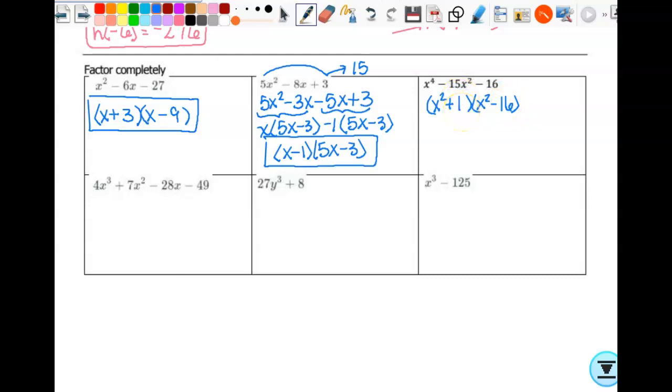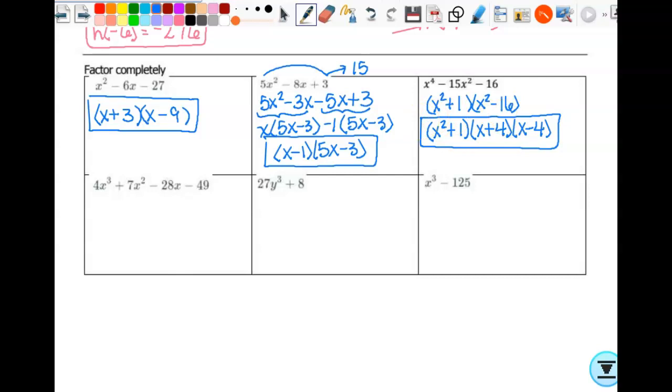I can factor this some more. I cannot do anything with this one because there is no such thing as a sum of squares. So that stays x squared plus 1. This becomes x plus 4 times x minus 4 because it is a difference of squares. And that's that one.